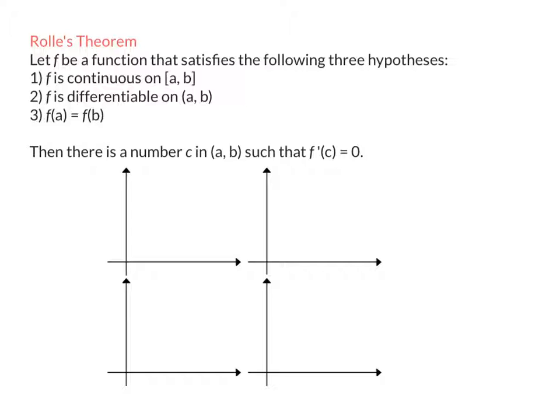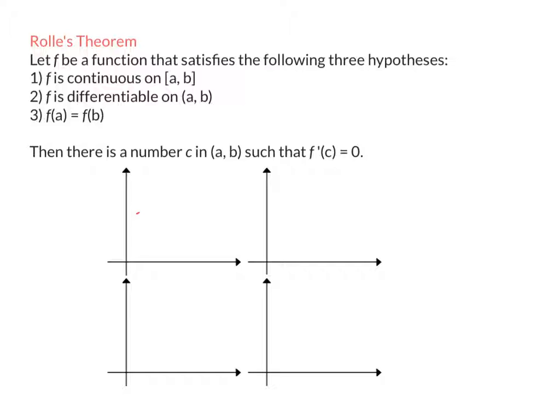If that's true, then we can find some number c contained within this interval such that our derivative at that point is equal to 0. So it's going to give us some maximum or minimum at that point c. So let's look at a couple of visual examples of this.